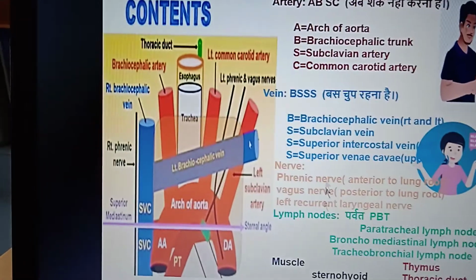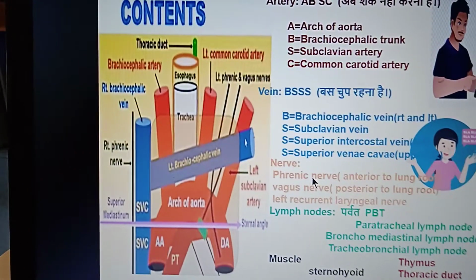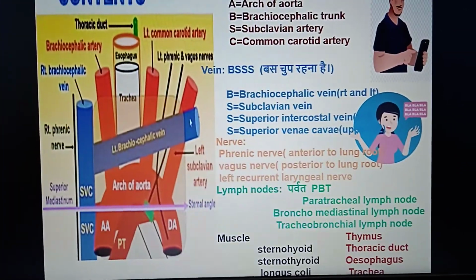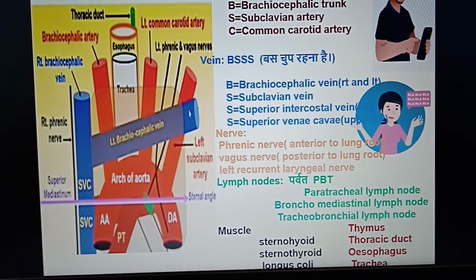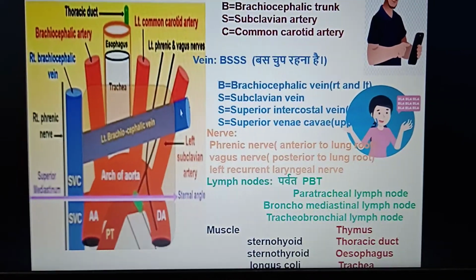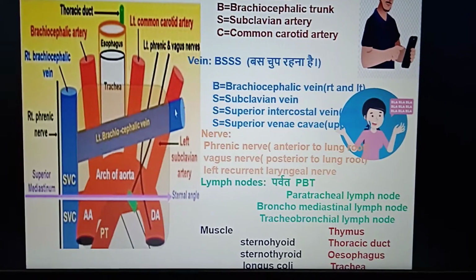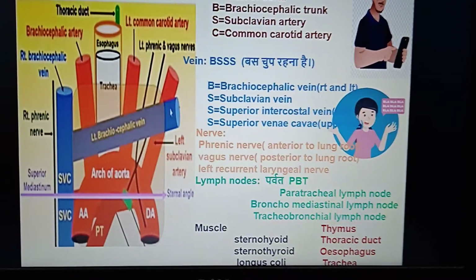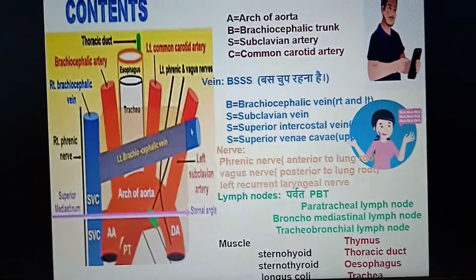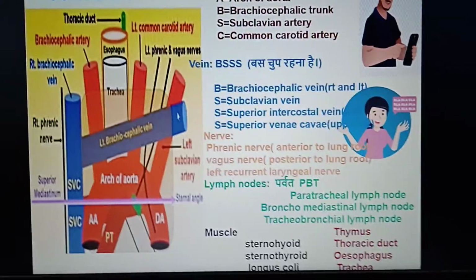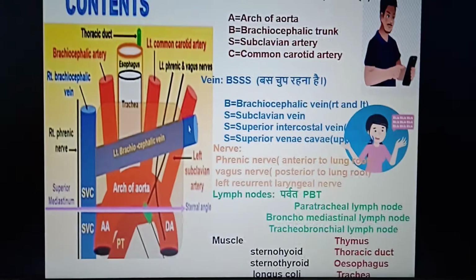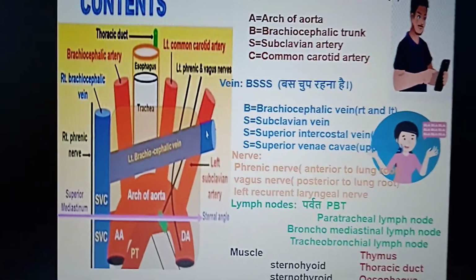Now we are discussing the nerves. What I have said earlier, the children who are peaceful in front but vagabond behind. So peaceful in front, anterior to the lung root, there is the phrenic nerve. P for peaceful, P for phrenic nerve, anterior to the lung root. And posterior to the lung root, vagabond. From that word, the name vagus is derived. So posteriorly there is the vagus nerve.